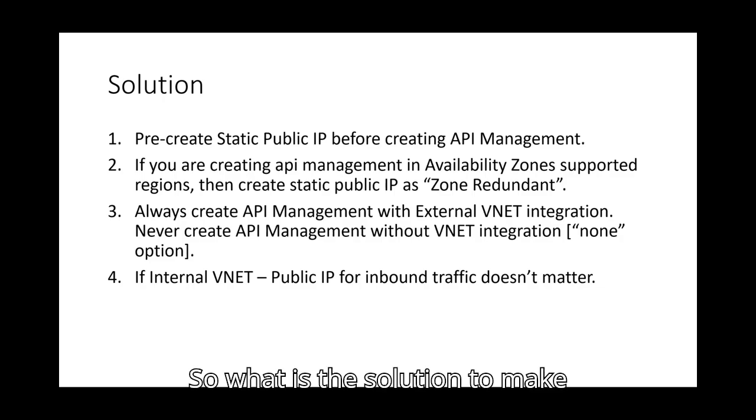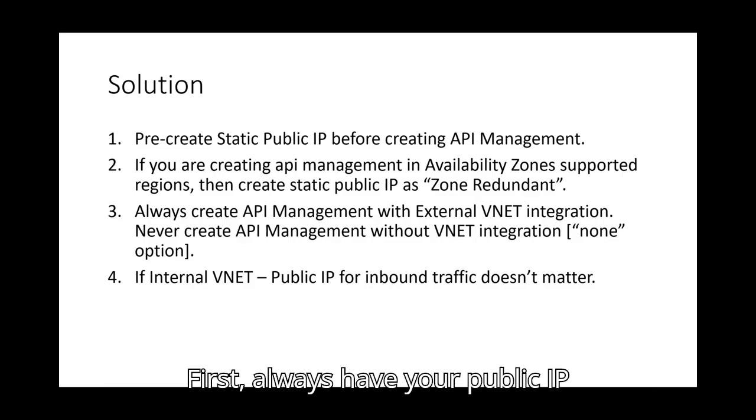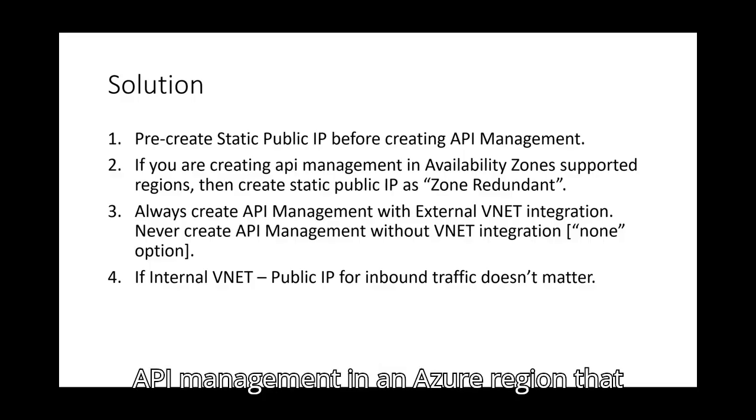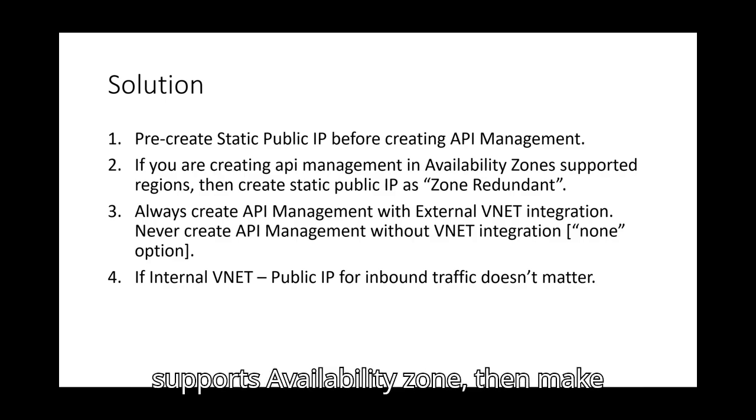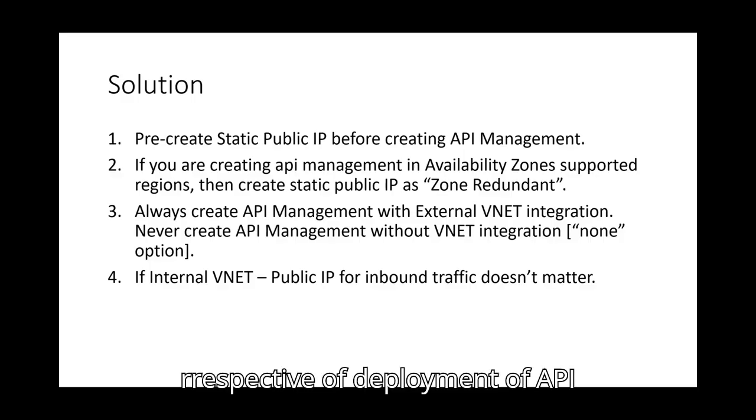So what is the solution to make my API management public IP not change? First, always have your public IP created with static configuration only. If you plan to deploy API management in an Azure region that supports availability zones, then make sure that you always create the public IP as a zone redundant public IP. Irrespective of deployment of API management with individual zones or automatic zone setting, always create your API management public IP as a zone redundant public IP only.